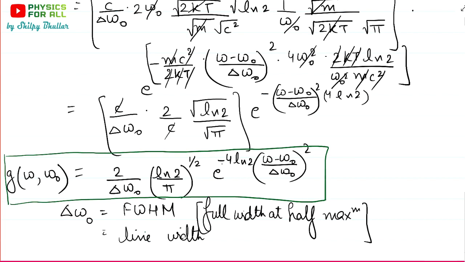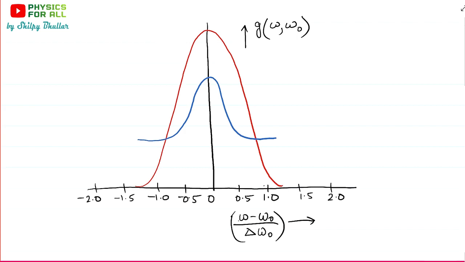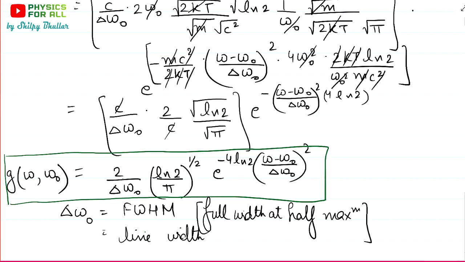Now you can see that this expression here, omega minus omega naught upon delta omega naught, we have used it as one of the coordinates. On x-axis we have used this value, and on the y-axis we have our g omega omega naught, because rest of the terms are constant. See, 2 is constant, omega naught is constant, ln2, pi, 4, ln2, all these are just numbers. It's just fixed quantities. So only this term omega minus omega naught upon delta omega naught is the term which would change, which would vary. And this value would vary, and then we will multiply it with all these fixed values, and that would give us the value of g omega omega naught.